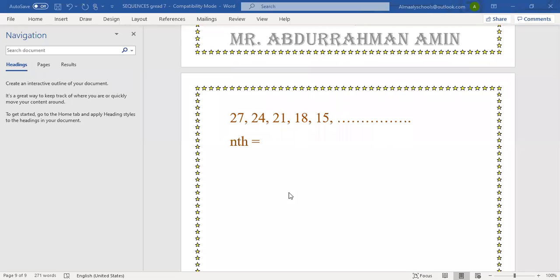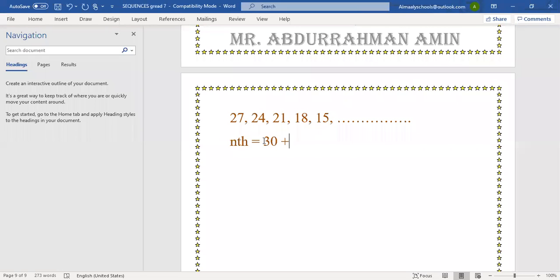Now, can you see the sequence, my sons? 27, 24, 21, 18, and 15. Who can find the nth term? 13 minus 3n. Yes, excellent. Minus 30. Why 30?